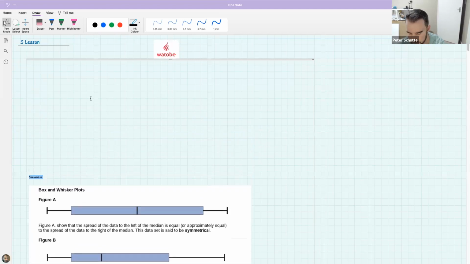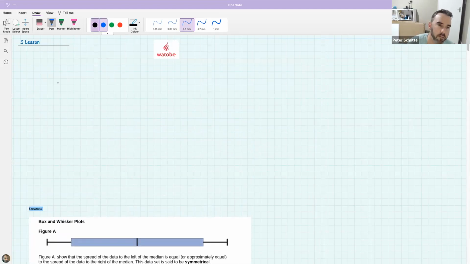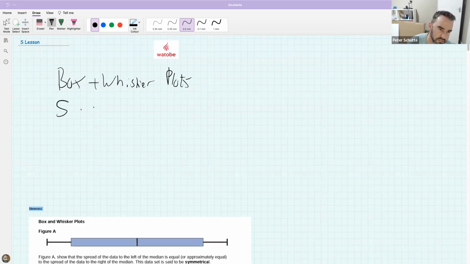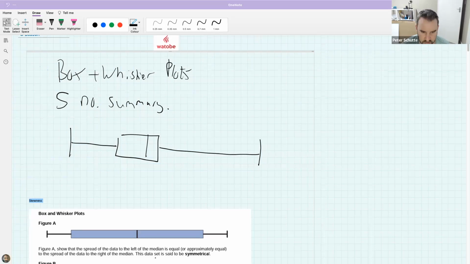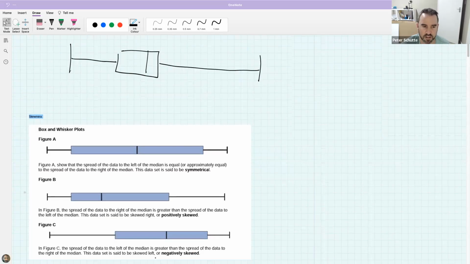So in the last lesson, we spoke about box and whisker plots. And we also spoke about when we drew them, we needed to find something called the five number summary. And then towards the end of the lesson, we had drawn a couple of box and whisker plots. We started to talk about how we can describe the distribution of the data or the shape of the data. And we use this word called skewness. And so I just want to start with a little bit of explanation.